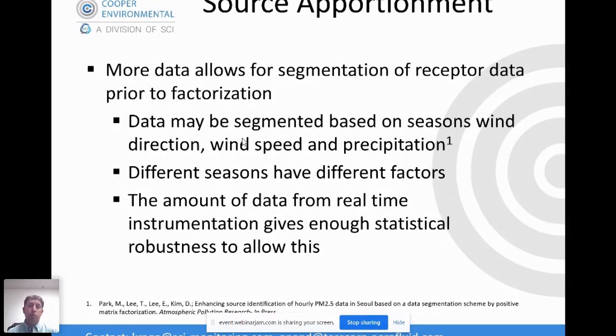More data can allow for segmentation of your receptor data prior to factorization. We've had studies where, because there's so much data available, they can segment their study based on the seasons or wind direction or precipitation even, prior to performing PMF. And what they found is that different seasons can have different factors or different sources associated with that season. This particular example is a study that was done in Korea that demonstrated this. It was done by the National Institute of Environmental Research in Korea.